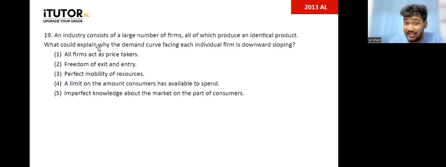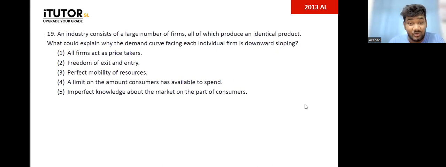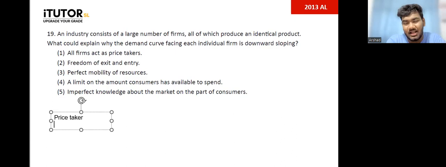What could explain why the demand curve facing each individual firm is downward sloping? What do you think? Yes. In perfect competition, what is the firm? A price taker or a price maker? The firm is a price taker. Why is the firm a price taker? Why should they take the price in the market? Why can't they set their own price? What are the 3 reasons?